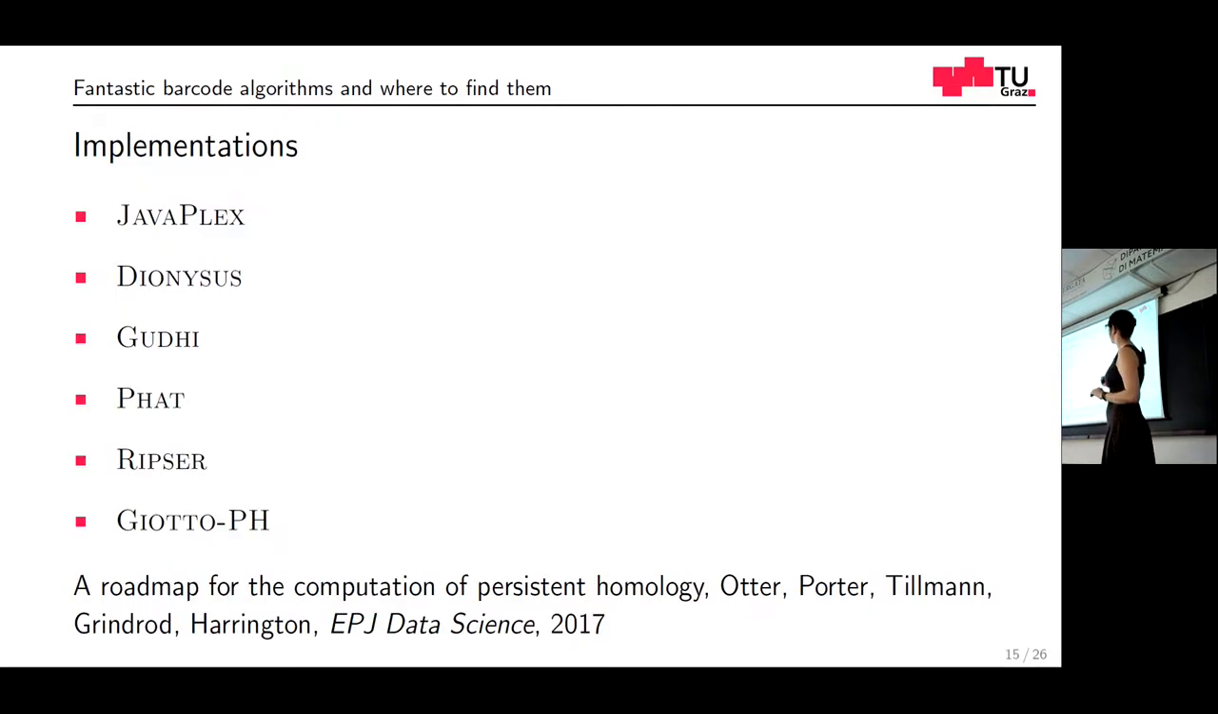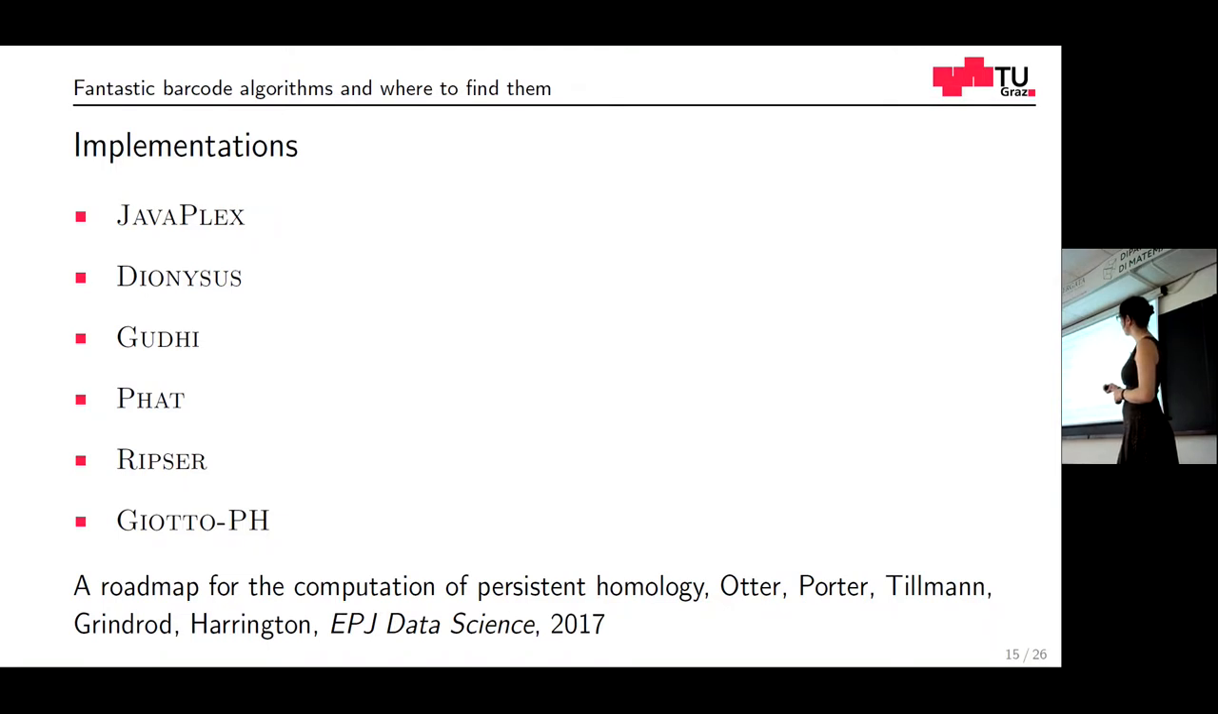I promised in the title that I would tell you where to find them. So here there is a list of where to find some of the algorithms. Gudhi is probably the one that has more features because it's just enough that you can compute only persistent cohomology there. But you can also construct a different type of complex, and you can also compute the bottleneck, you can compute the Wasserstein. So there are many things.